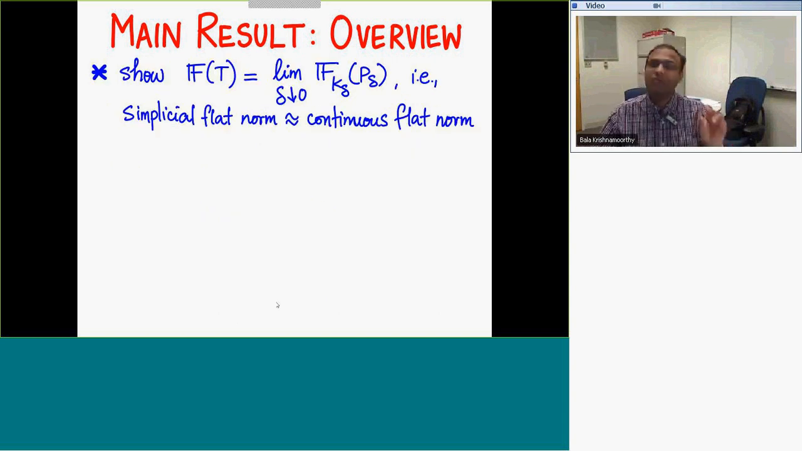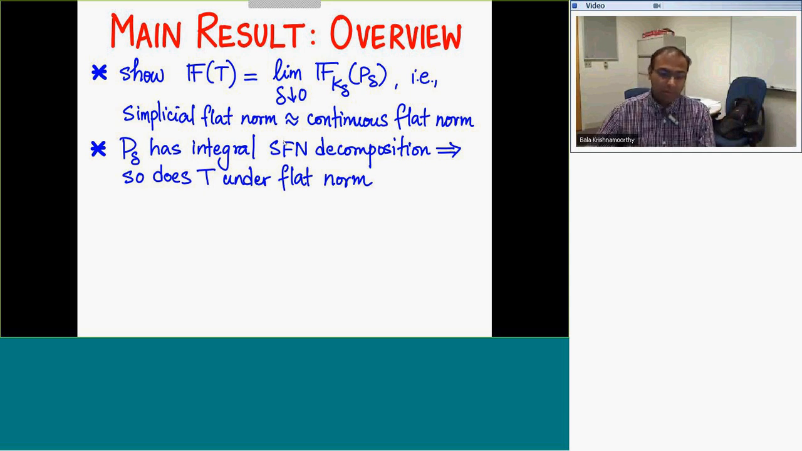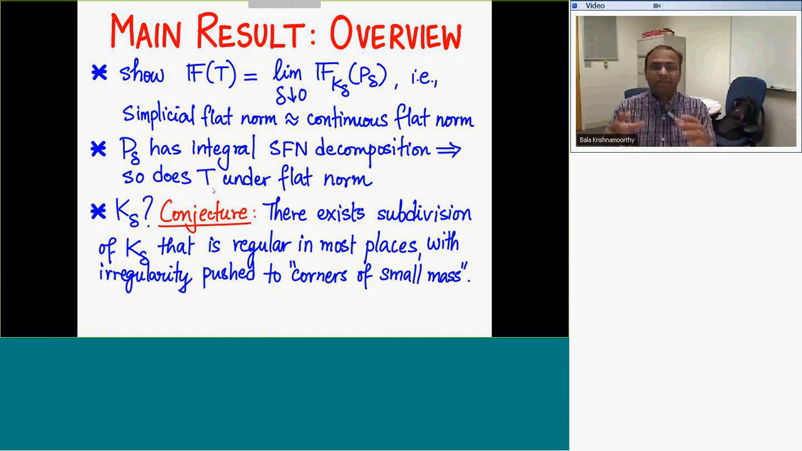And when we have that K delta, assuming we can find that simplicial complex, then we can argue that as delta goes to 0, the flat norms converge. The simplicial flat norm approximates the continuous flat norm with the error going to 0. And then we have the result, because it is a simplicial chain, so it's an integral decomposition because we're looking in codimension 1. And using the theorem, we can conclude that T has an integer decomposition. But the catch is, how do you find this nice simplicial complex?